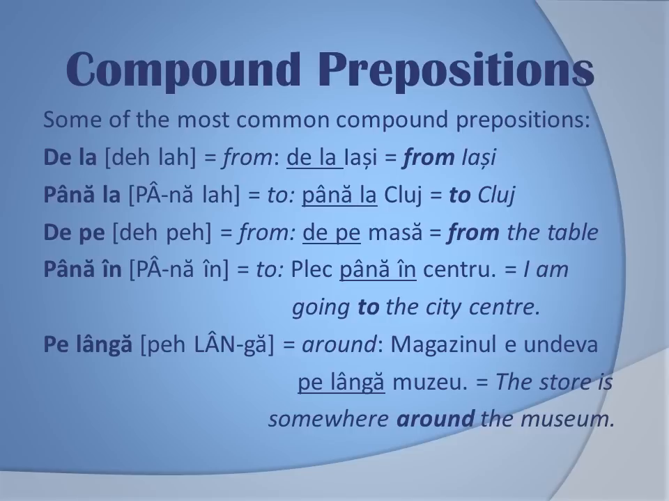Another compound preposition that's quite common is până în. Până în means to. Plec până în centru. I'm going to the city center. And lastly, pe lângă, which means around. Magazinul e undeva pe lângă muzeu. The store is somewhere around the museum.